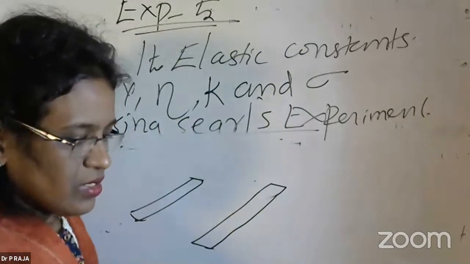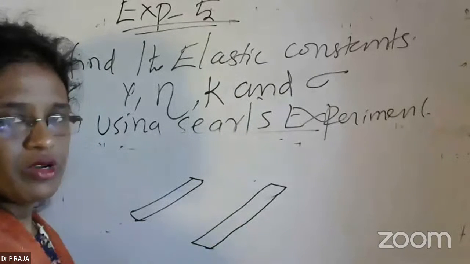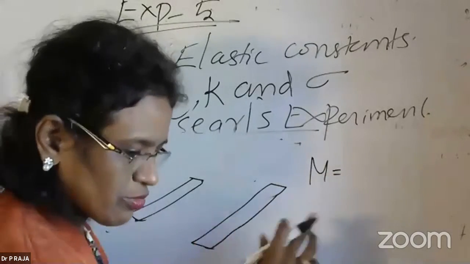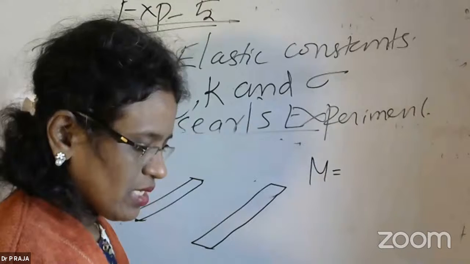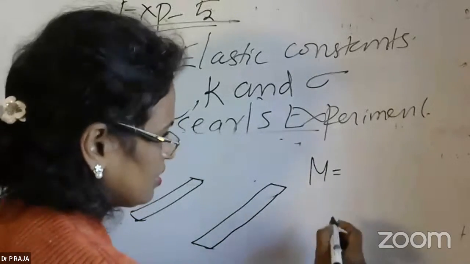Okay. You need to find the moment of inertia of these two bars. Moment of inertia. Okay. So for the moment of inertia, you have a formula for it. Okay, that you have to use to find the moment of inertia I. Okay.